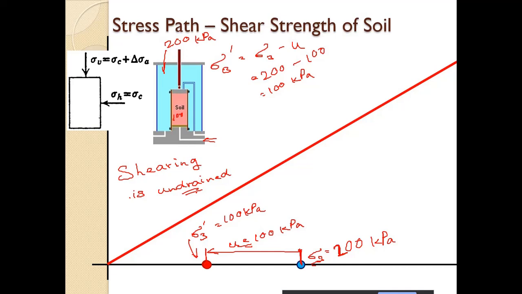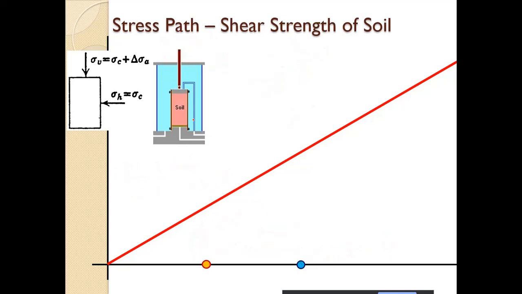Okay, so when shearing is undrained, there will be delta U, pore pressure generation. As we go on increasing the sigma d, the pore water pressure will also increase. Now, considering the pore water pressure increment only due to the increase in the total mean confinement.